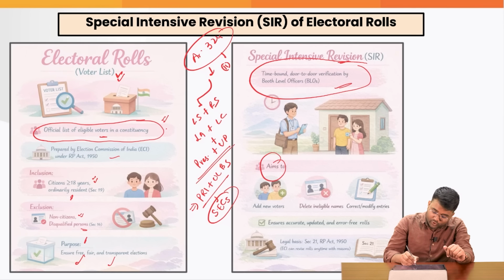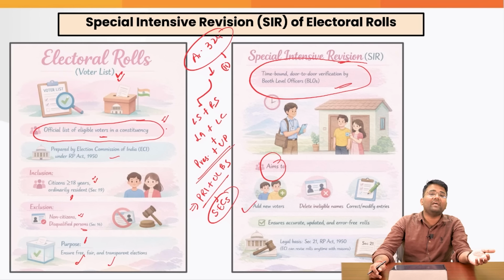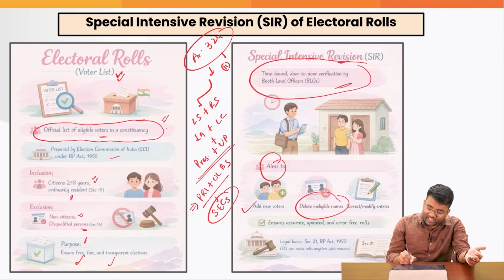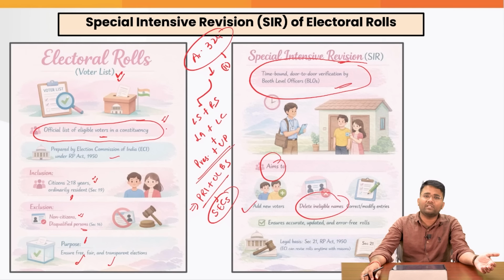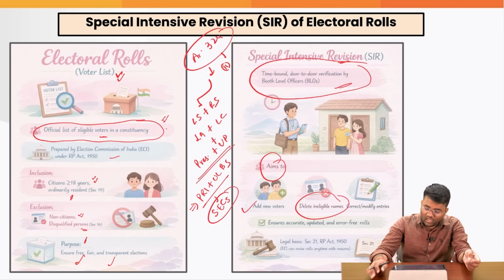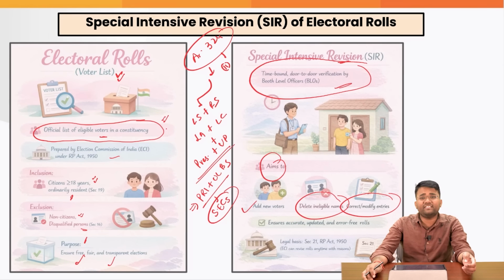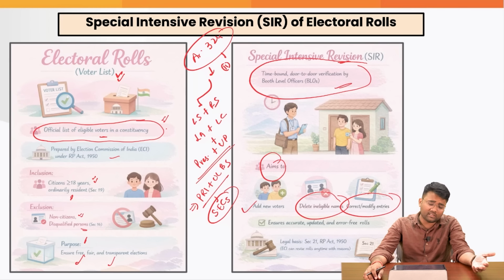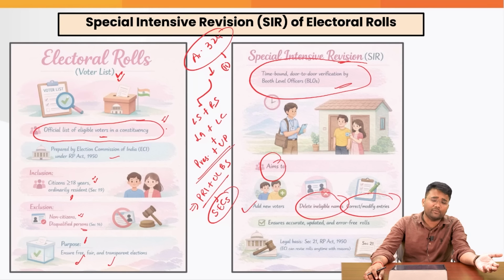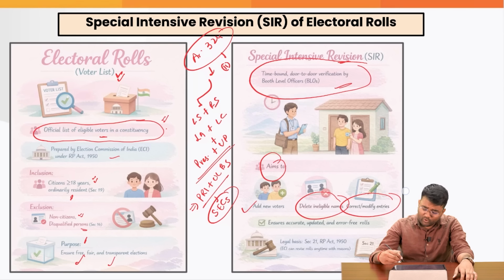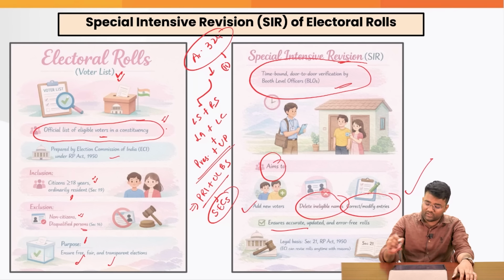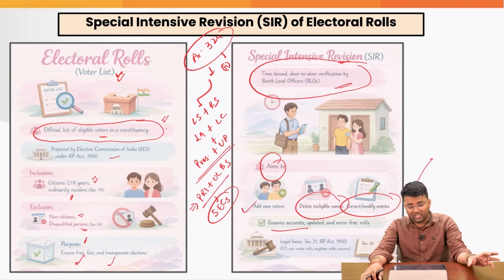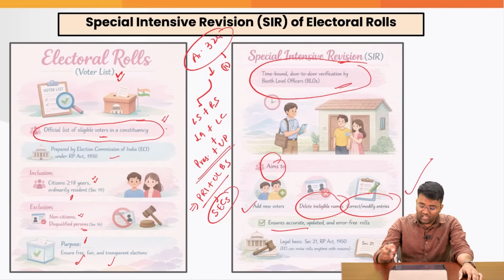So it mainly aims to add new voters who have now become eligible to cast their votes, or delete ineligible names, for example if someone migrated to some other area and has taken the citizenship of a foreign country, or correct or modify entries if there are issues with the names of the person, date of birth, etc. That can also be modified. It ensures that the voter list, or the official data related to the voters, is accurate, updated, and error free.